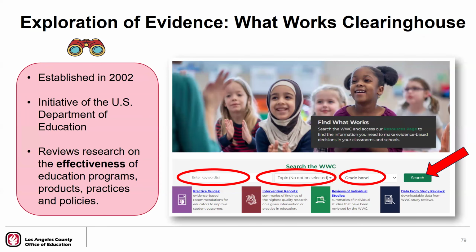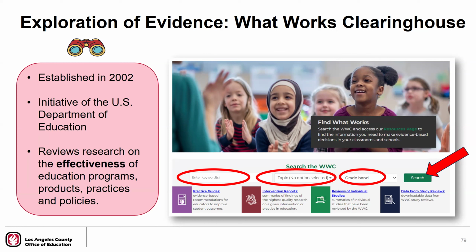Next, let's take an in-depth look at one of the resources listed on the previous slide, which is the What Works Clearinghouse. You may have heard about this one before. It was established in 2002. The What Works Clearinghouse is an investment of the Institute of Education Sciences within the U.S. Department of Education. The WWC reviews evidence of effectiveness of programs, policies, and practices throughout education.